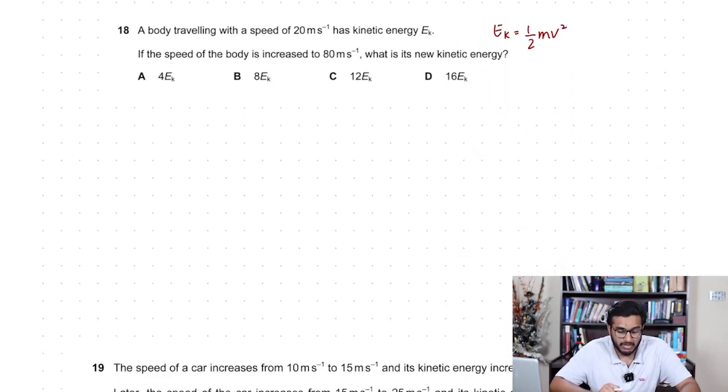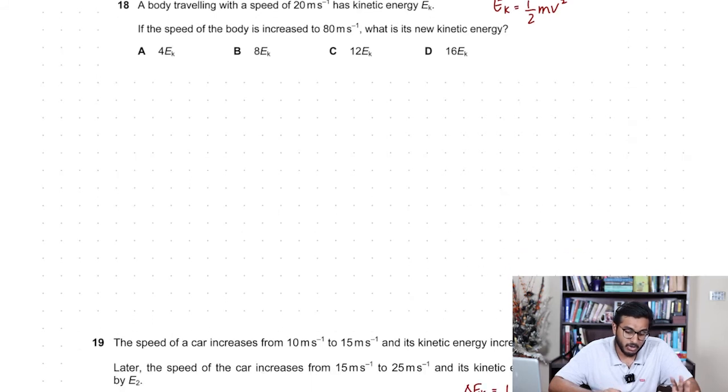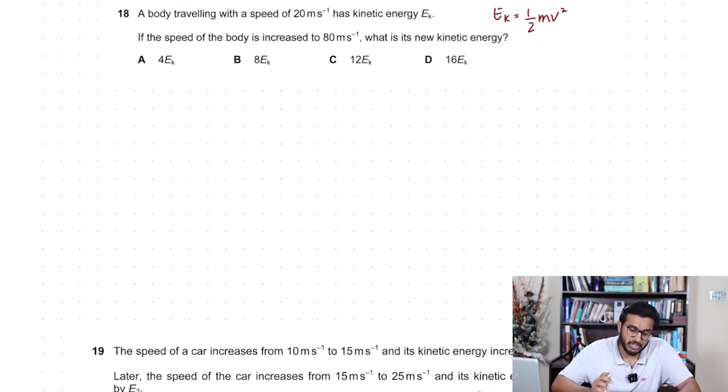A body traveling with a speed of 20 meters per second has kinetic energy Ek. If the speed of the body is increased to 80 meters per second, what is its new kinetic energy? Now, there are two ways to go about this question. The first way is an easier way. We already know that it's a relationship between kinetic energy and the speed. So we are well aware that kinetic energy is proportional to V squared. They said its speed was 20 and now it's 80. What's the new kinetic energy?